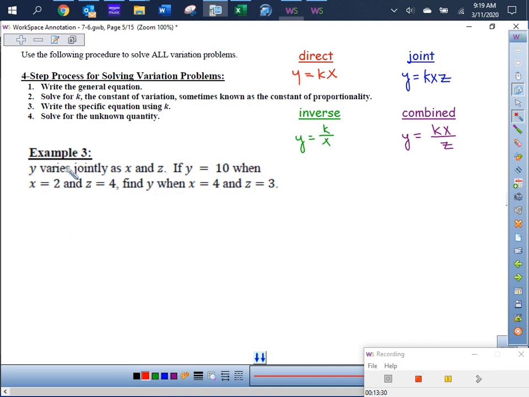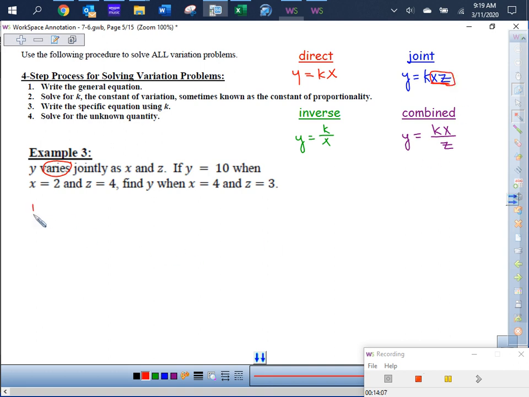So first of all, here's the word varies. How do they say it varies? Jointly. All that jointly means is that you have more than one variable involved, right? It could be 3 variables, it could be 2 variables, it could be 1,000,000 variables, but could you tell me where they're all located? Are they all upstairs or are they all downstairs? Upstairs. Everybody's up in the joint variation.